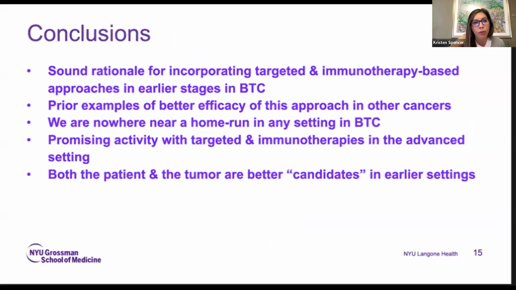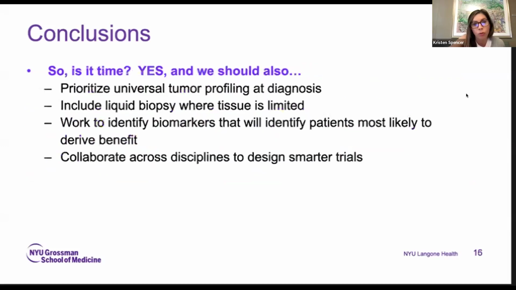incorporating targeted and immunotherapy-based approaches in earlier stages in biliary tract cancers. And we've seen prior examples of better efficacy of this approach in other cancers. However, we're nowhere near a home run in any setting in biliary tract cancers, but I do believe that the promising targeted and immunotherapy agents that I showed you in the advanced setting, coupled with the patient and tumor being better candidates in early stages, make this the optimal approach.